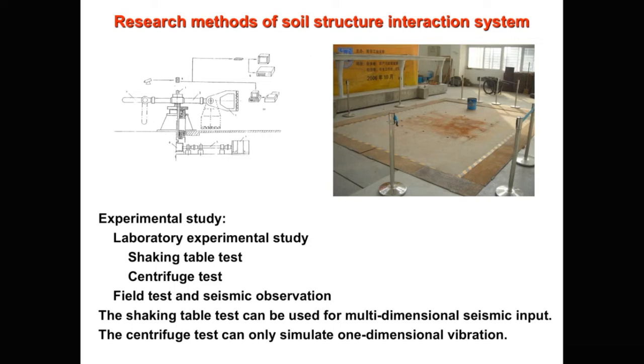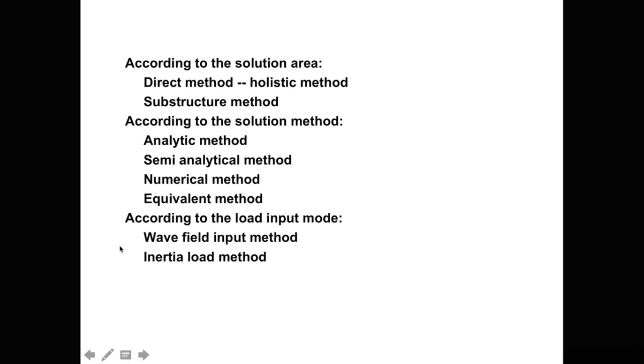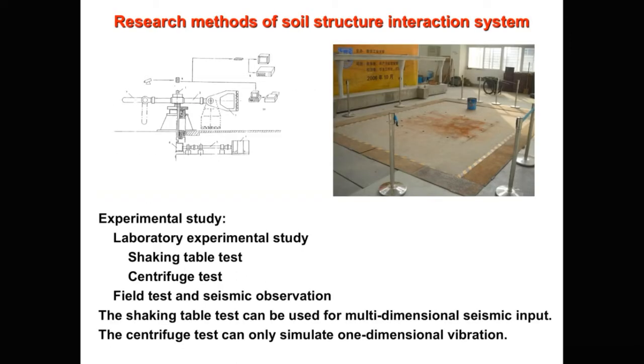Then let's see the research method of soil structure interaction systems. Usually in engineering, they divide it into experimental study, theory study, or numerical analysis method. First, let's see the experimental study. Laboratory experiment study includes the shaking table test.